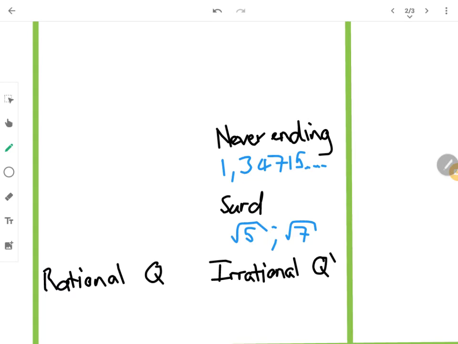And the other one is also a non-recurring number. There's no pattern inside this decimal. So we can say it's a never-ending number, or a non-recurring number. We can write that as well. Let's write it up here. Non-recurring. So it's one of these two.